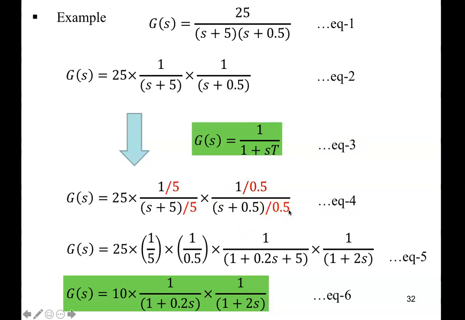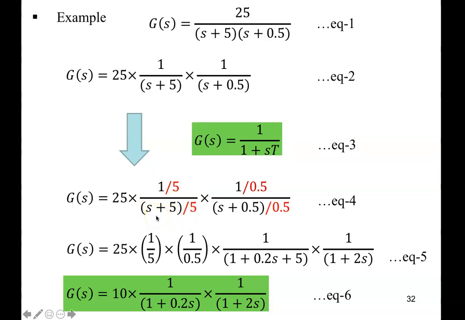Okay? Now, I'm going to move this number to the front and that number to the front as well. So I get 25 times 1 over 5 times 1 over 0.5. What's left here is this becomes a 1 because I moved 1 over 5 away. At the bottom is s divided by 5.